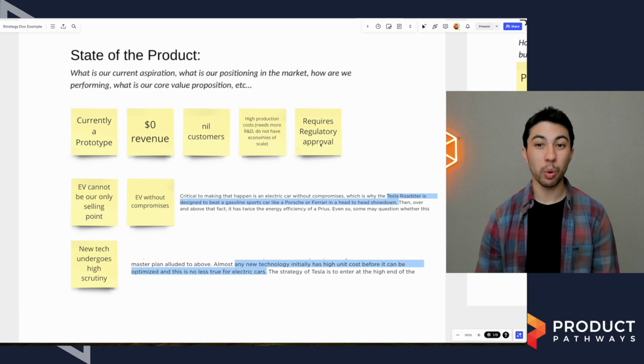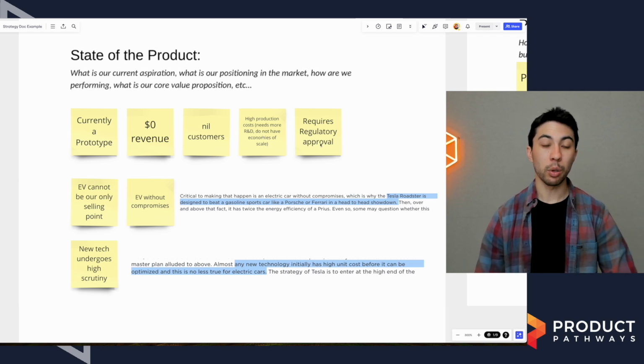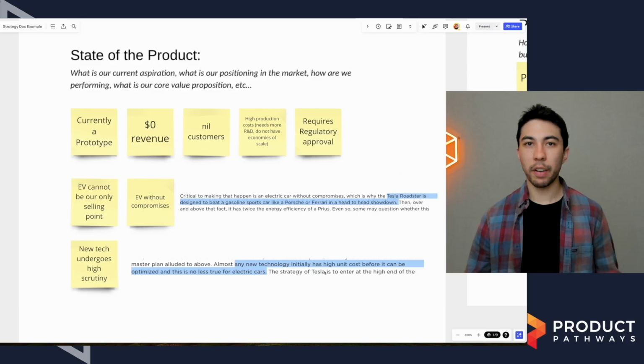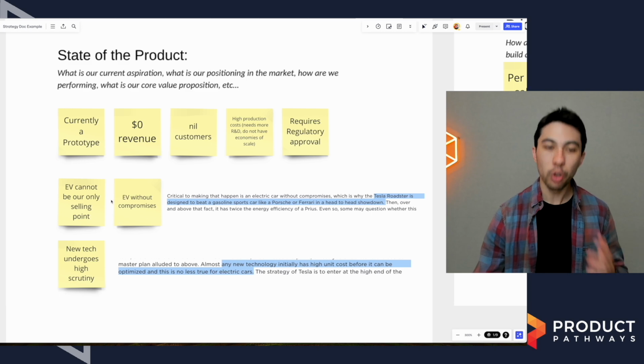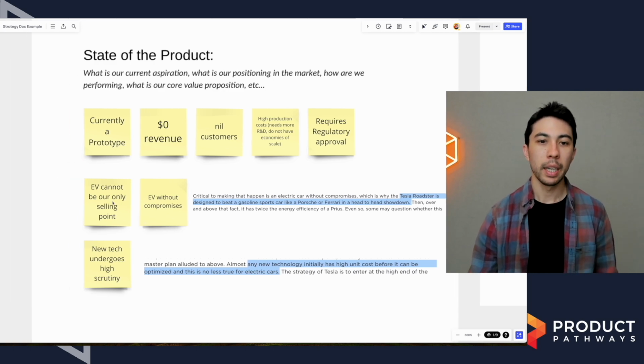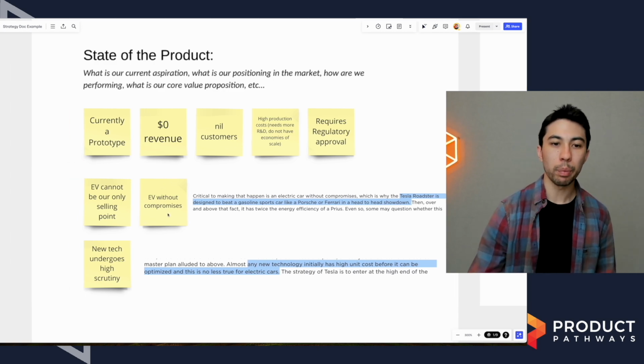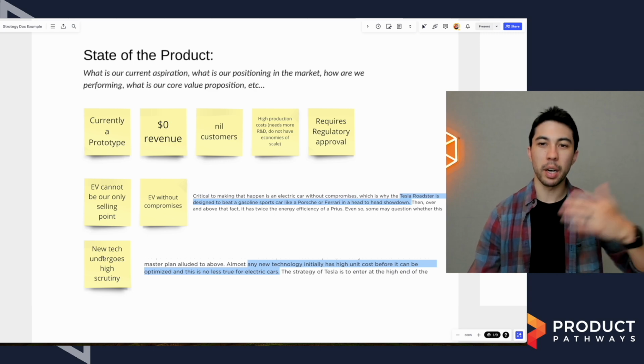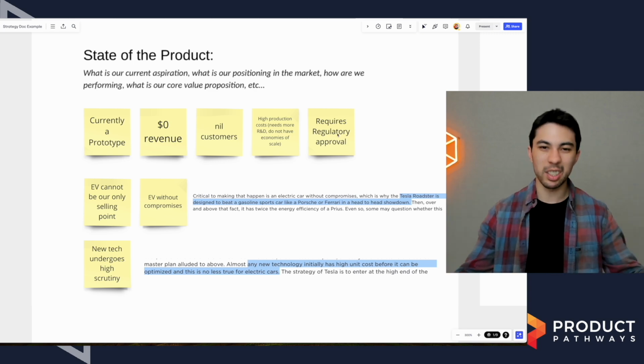Obviously, building a car requires regulatory approval. He talked about the fact that new technology comes under increased scrutiny, and also the fact that being an electric vehicle cannot be its only selling point. It needs to be an EV without compromises, which kind of ties into the fact that new technology comes under scrutiny, which could be something that you could put in the stated market as well, but it can kind of sit in either one.